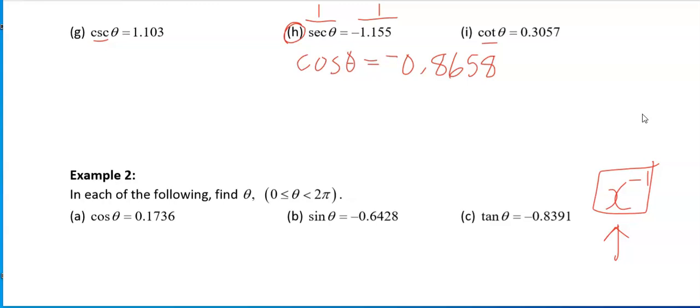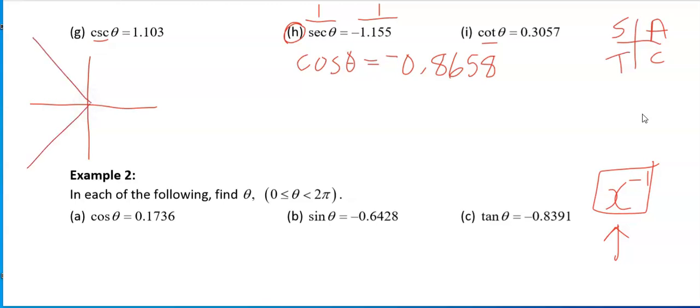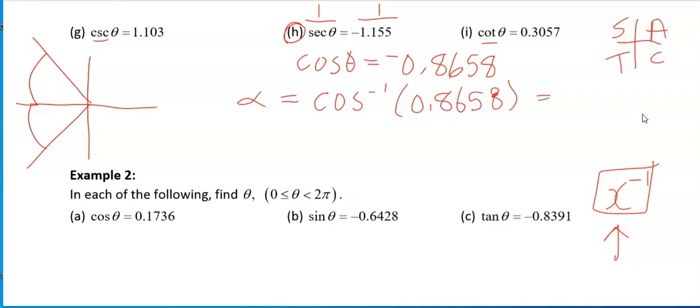So again, I'd like to do it this way. Now ask yourself which quadrants, here's your CAST rule once again, which 2 quadrants have a negative cosine? Well, according to the CAST rule, that would be 3, and 4. Okay, so again, here's my 2 reference angles. That's what you're going to calculate first, your alpha, and that would be the inverse cosine of, now drop the negative, no negative sign, 0.8658. There you go. So I'll type that into my calculator.